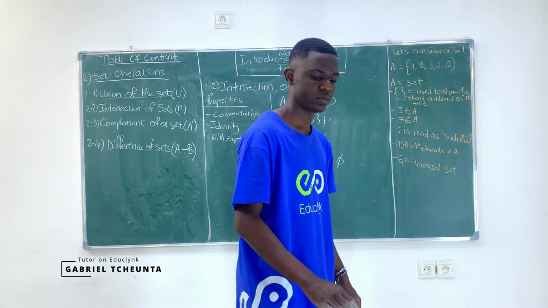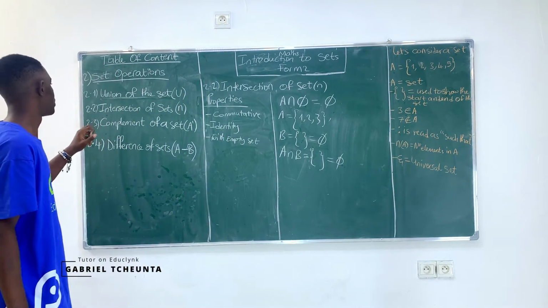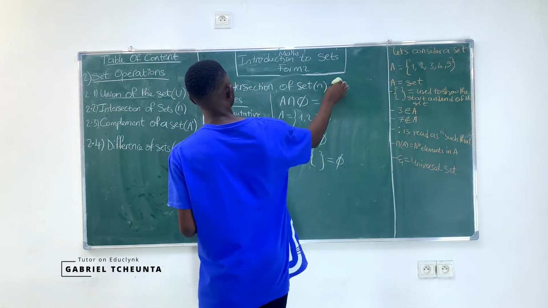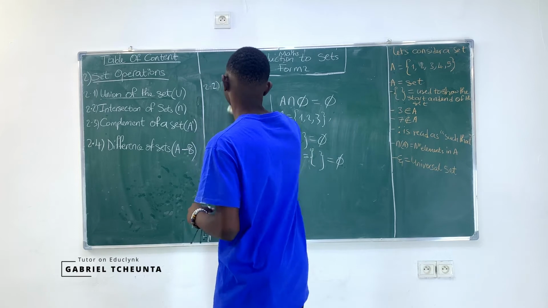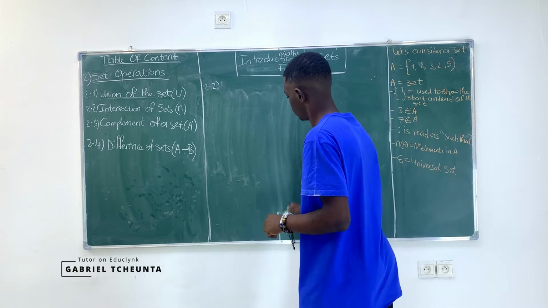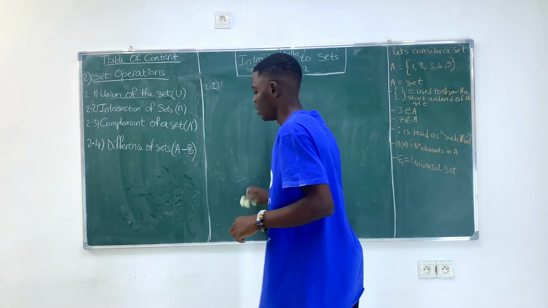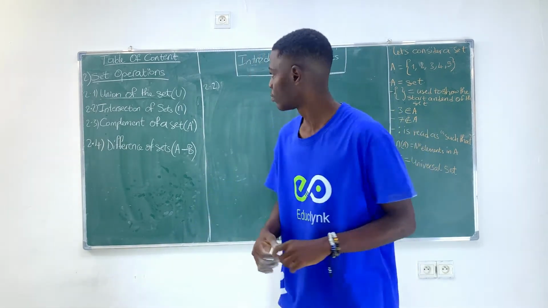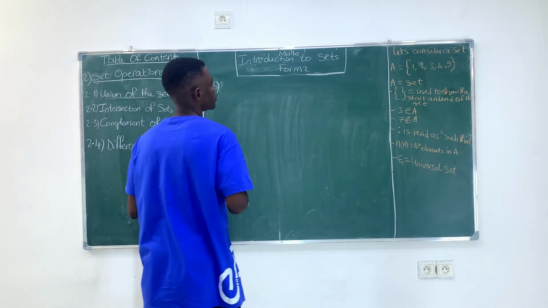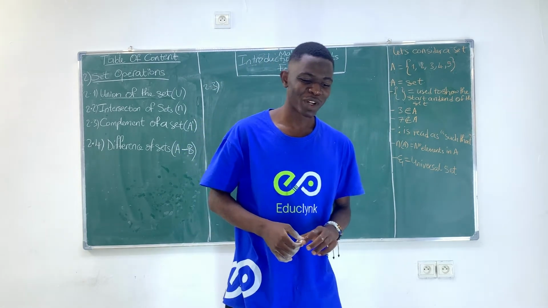So we can go now to 2.3, complement of a set.